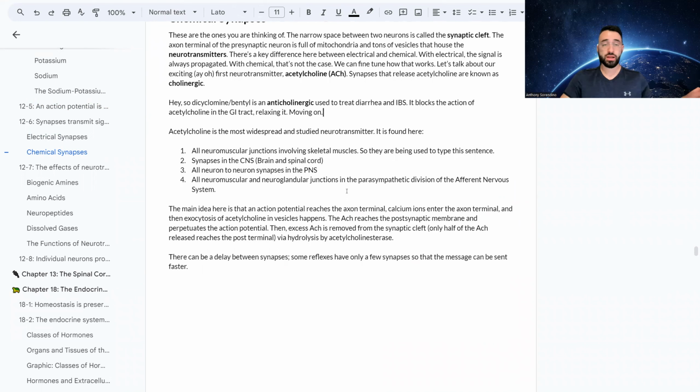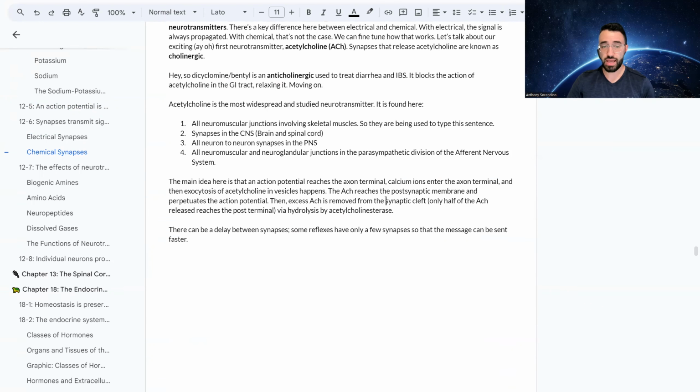Acetylcholine is the most widespread and the most studied neurotransmitter. It's found at all of our neuromuscular junctions involving skeletal muscles, which are being used for me to speak and to type that sentence. There are also synapses in the CNS, our brain and spinal cord, all the neuron-to-neuron synapses in the peripheral nervous system, and all neuromuscular and neuroglandular junctions in the parasympathetic division. So that's that slow division of the efferent nervous system. So everywhere, they're literally everywhere.